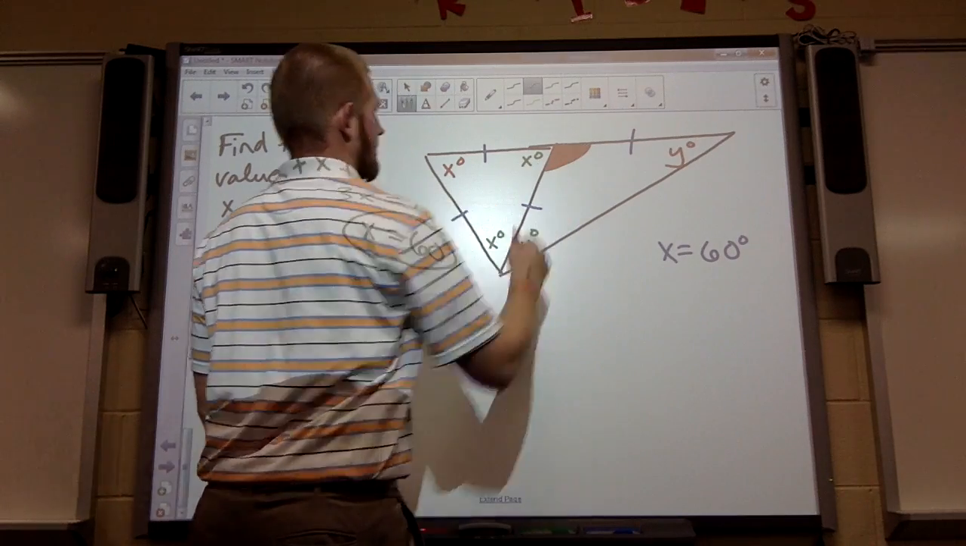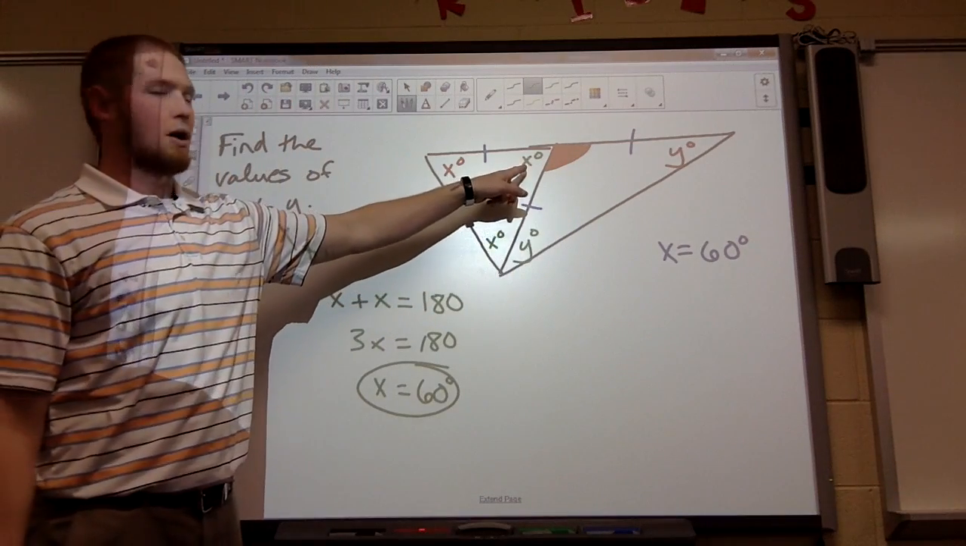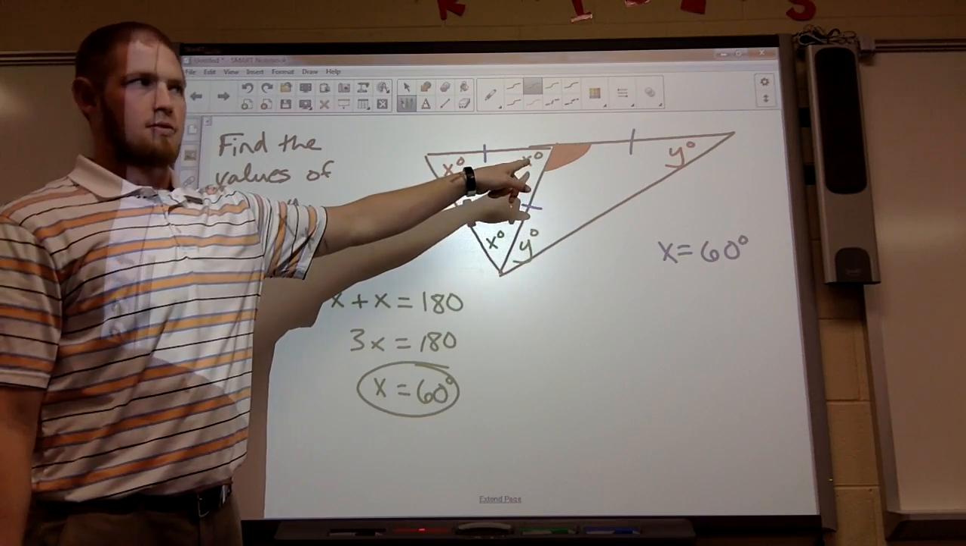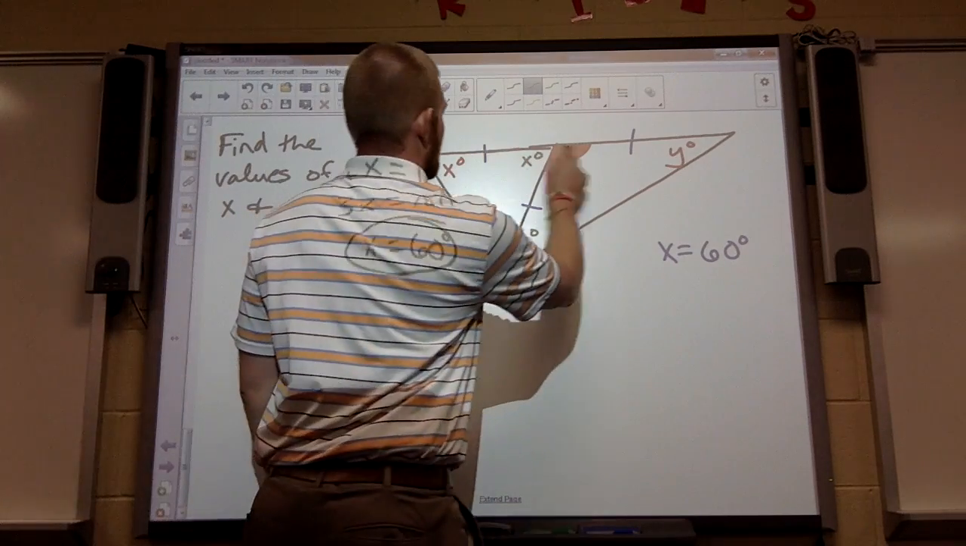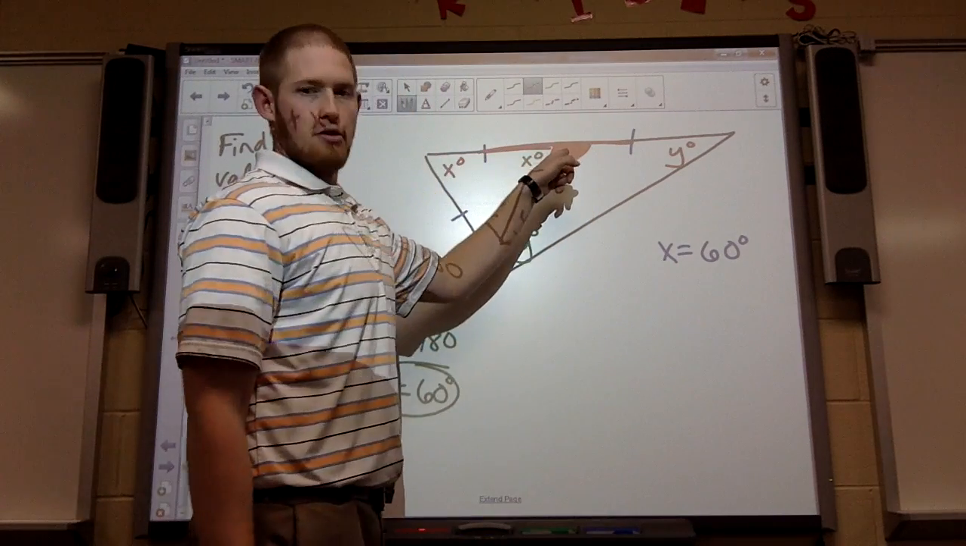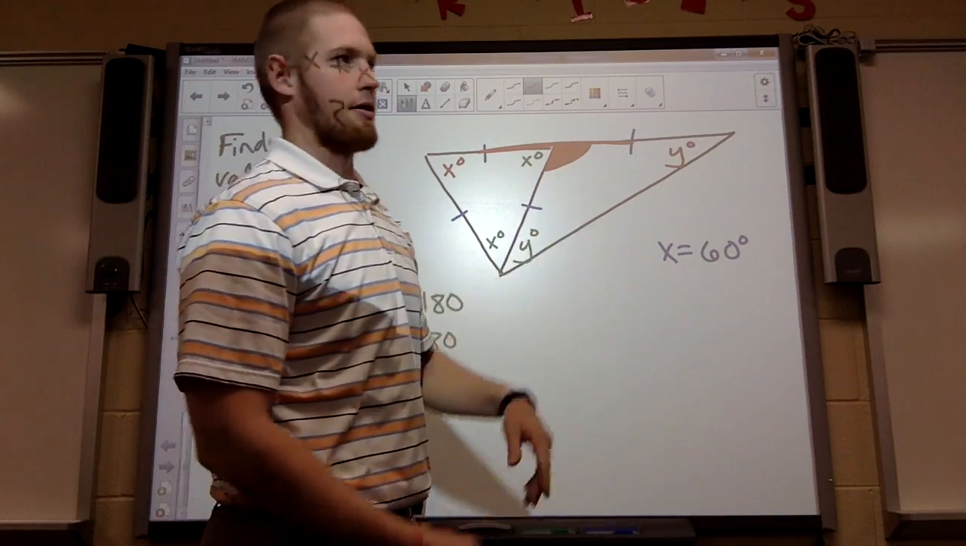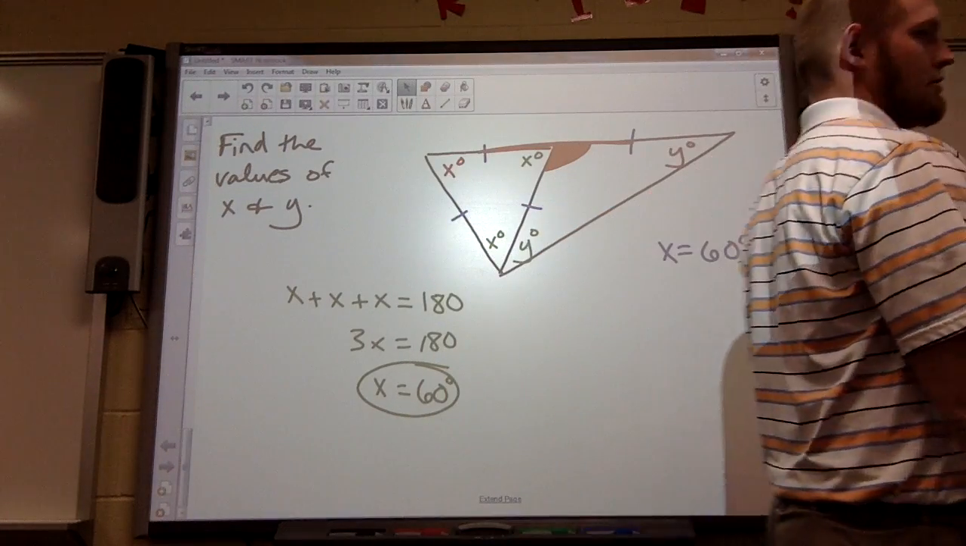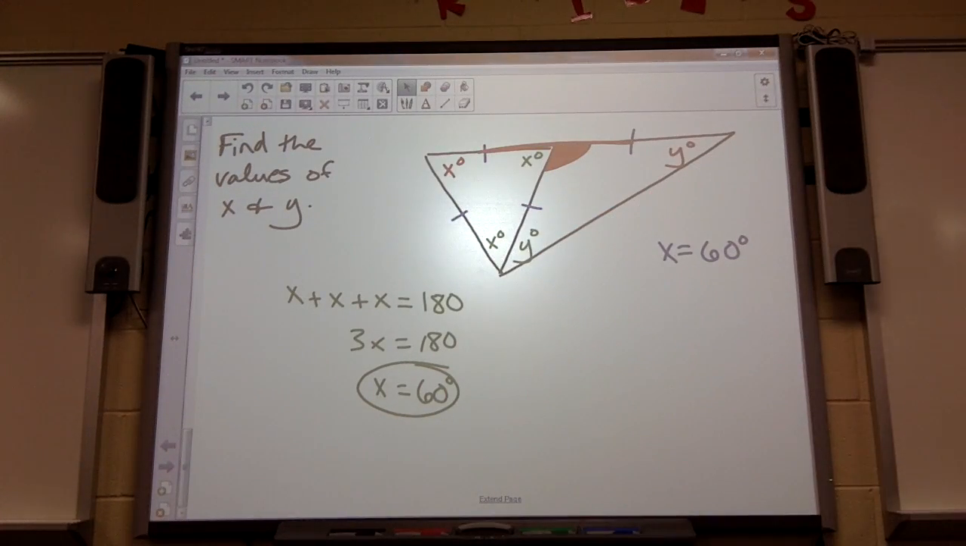Okay, keep in mind, I know what x is. So when you can tell me what the measure of this angle is, raise your hand. If you cannot, you need to be talking to somebody with their hand up. Okay, first you should see that they are a linear pair.